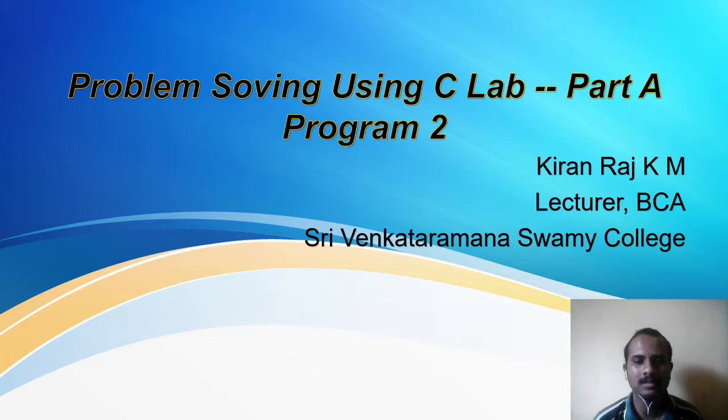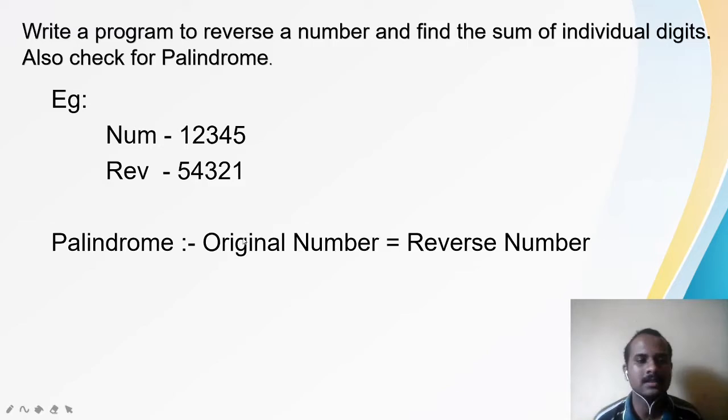In this class, we'll discuss the second program of the Part A section in the C laboratory. So let us understand the question first. Write a program to reverse the number and find the sum of the individual digits and also check whether it is palindrome or not. Now, what you have to do?